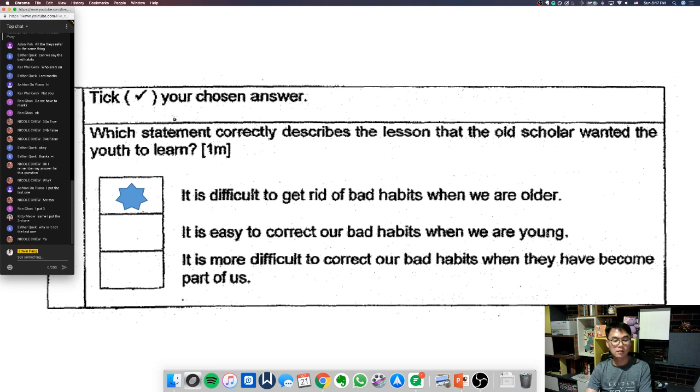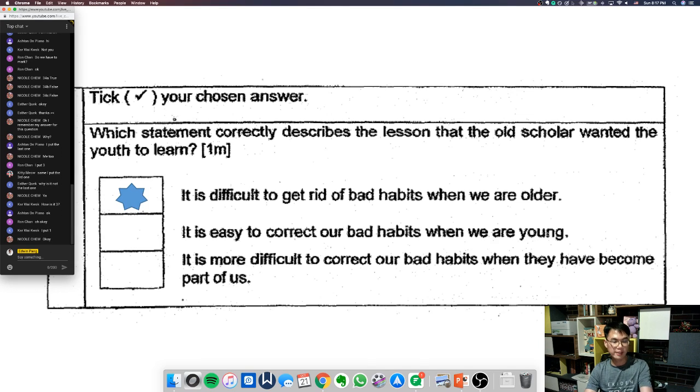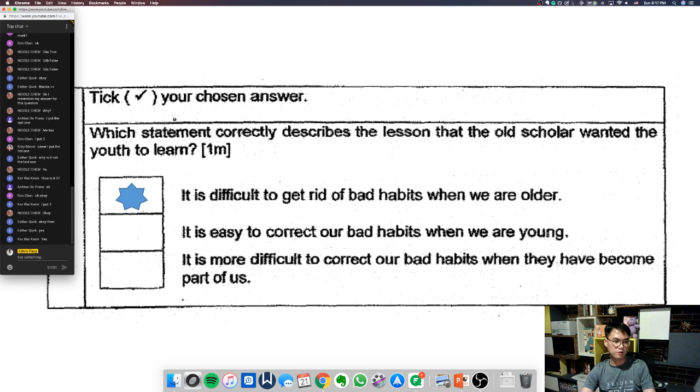Okay? So I've explained it to you already, Martin. I hope that answered your question. Okay? Please say yes if you understand. Alright, okay, great. Yes, so it's correct. It's difficult to get rid of bad habits when we're older. Remember, it's linked to the guava tree. It's because the guava tree is very old, it can't be pulled up, right? Okay, so wonderful. Great that you understand that.